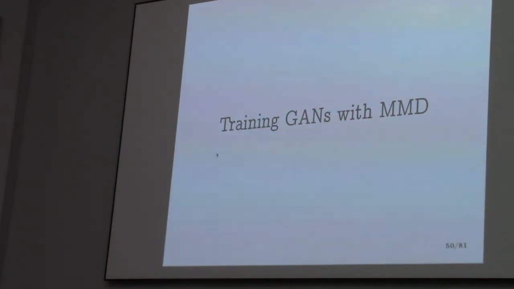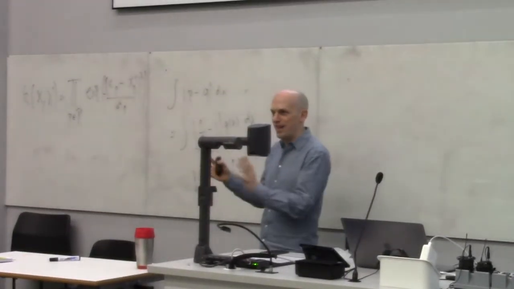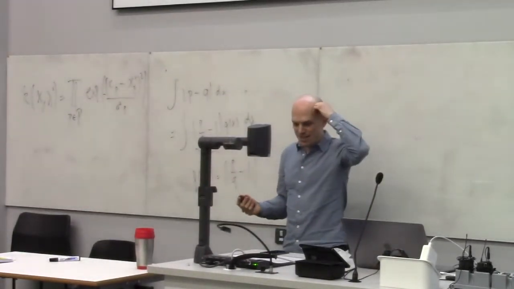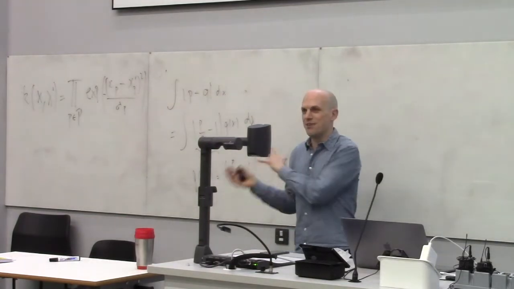Okay. So now I've told you how to tell sets of samples apart. I've told you how to find if the difference is significant. But what I haven't said is how to use this to train an adversarial network.